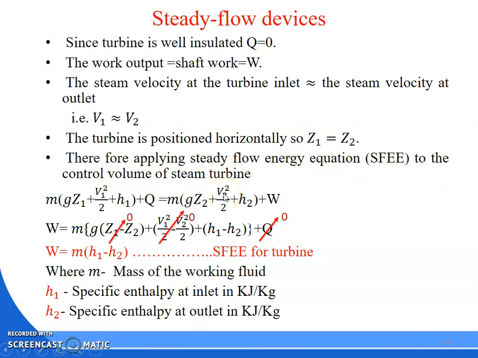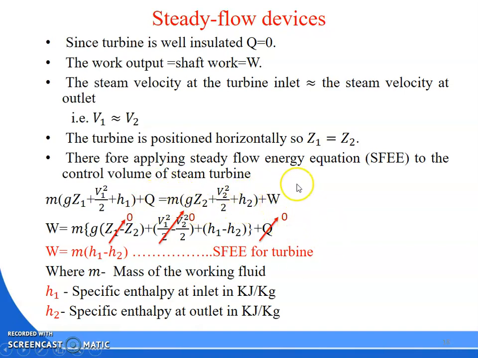Because the steady flow energy equation is used where there is heat and work interaction and there is mass flow. Here also heat and work interaction will be there, and some mass will be entering and leaving. So we can use the steady flow energy equation in this steam turbine. So what is the steady flow energy equation? It is m into (g Z1 plus V1 square by 2 plus H1) plus Q is equal to m into (g Z2 plus V2 square by 2 plus H2) plus W.